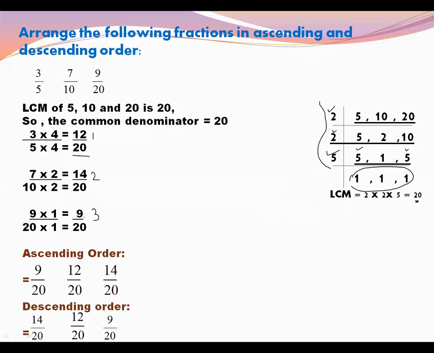Now I got all my three like fractions. It's very simple to arrange them in ascending order. My children, you already know that ascending means from smaller to bigger. So the smallest fraction is 9 upon 20, then 12 upon 20, and 14 upon 20. I got my first answer. Then they were saying that you have to arrange in descending order as well. And descending order means from bigger to smaller. So 14 upon 20 is the biggest one, then 12 upon 20, and then the smallest one is 9 upon 20. Look, it's very simple. You just have to take out the right LCM of the denominators.